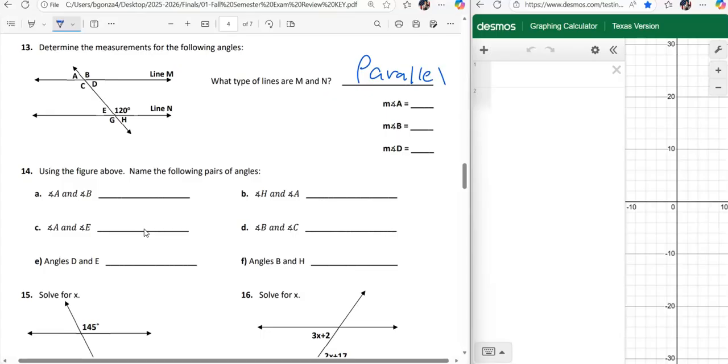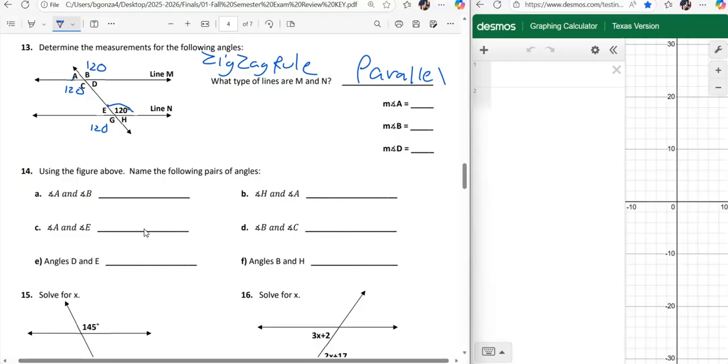Okay. And then A and B and D. So if this is 120, do you remember the zag rule? 120 here, 120 here for C, 120 here for B, zigzag zig, and then 120 for G. All the obtuse angles have to match if they're parallel lines.